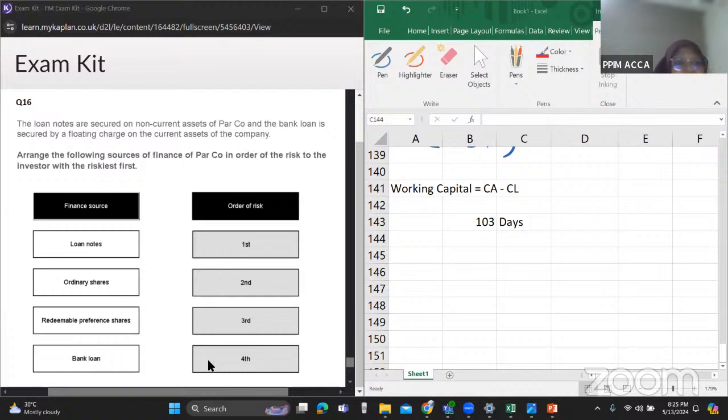Arrange the following sources of finance of Power Company in order of the risk to the investor, with the riskiest first. So if I was an investor, who of these is at the most risk and who is at the least risk? Is it the loan note holder, ordinary shareholder, redeemable preference shareholder, or the bank loan holder? You have to order it in that order. So what do you think it will be?